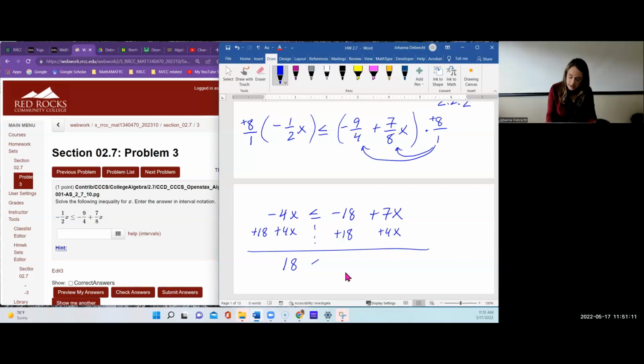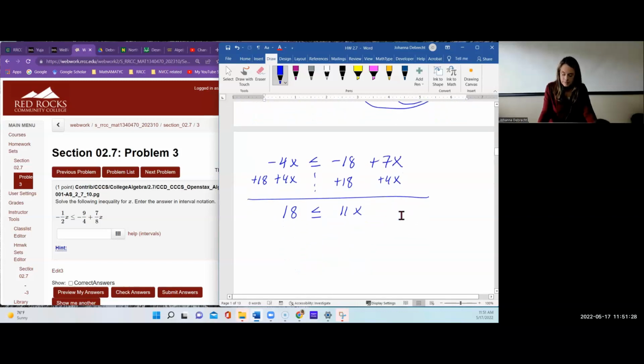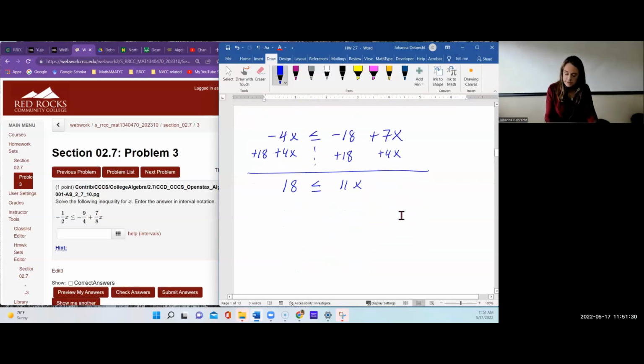That puts 18 on the left side of the symbol and 11x on the right side of the symbol. Notice the symbol does not turn around because this was addition and subtraction. The only thing that causes it to reverse is multiplication or division by a negative. Now I'm going to divide both sides by 11. Since the 11 is a positive 11, I do not reverse the symbol.